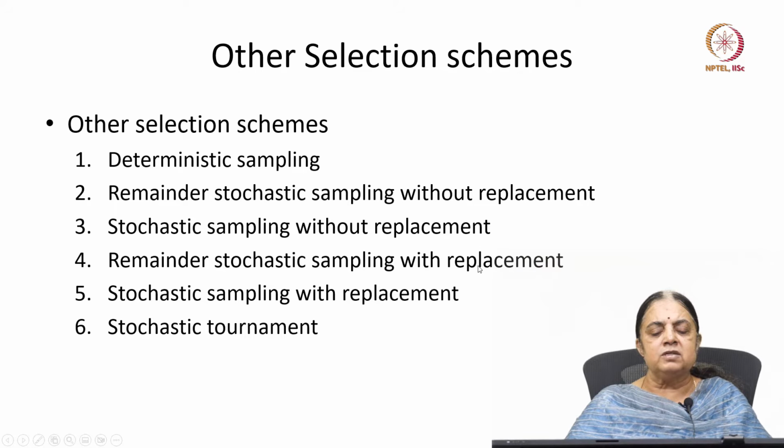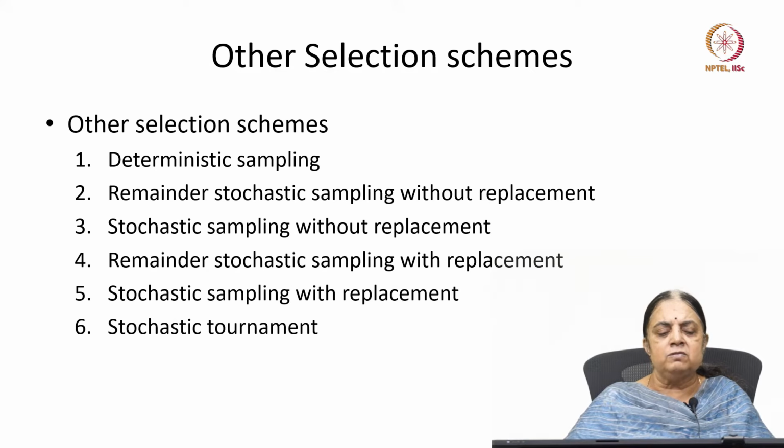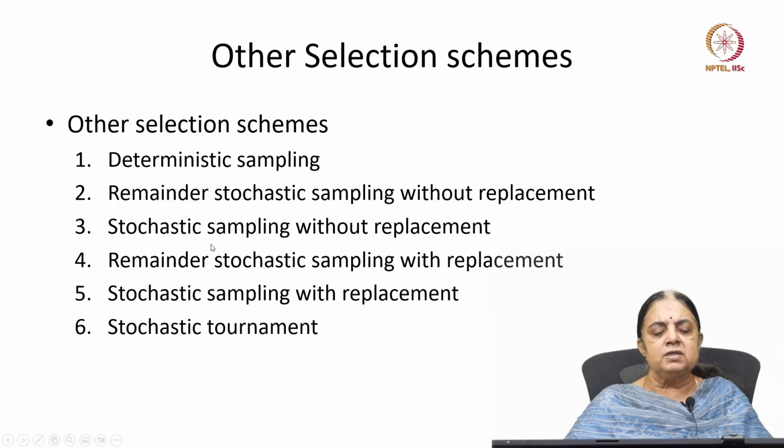Remainder stochastic sampling with replacement, stochastic sampling with replacement, and stochastic tournament. So let us see what all these actually are. Stochastic sampling with replacement is the same as the roulette wheel selection. So we have that as one of them here.